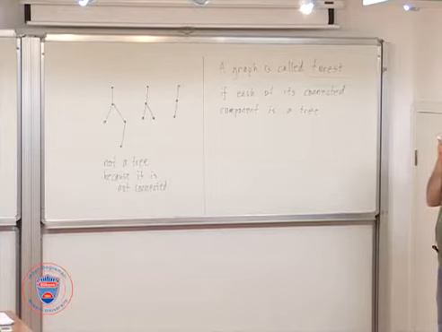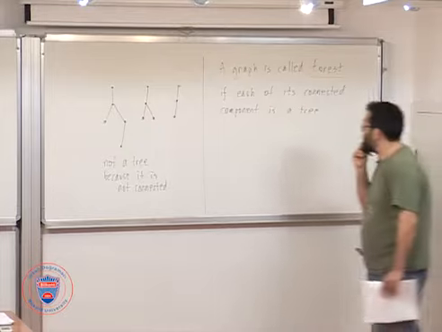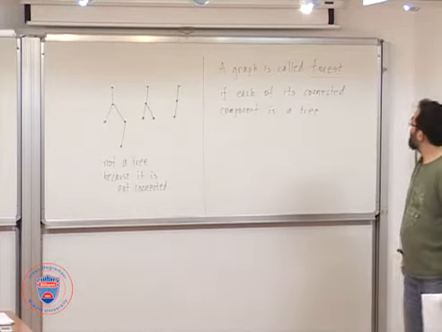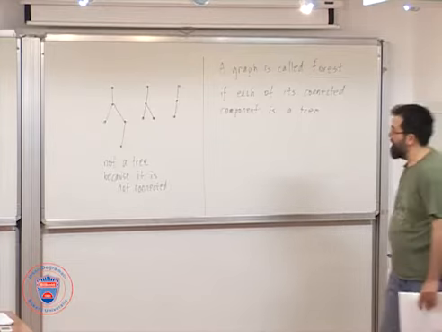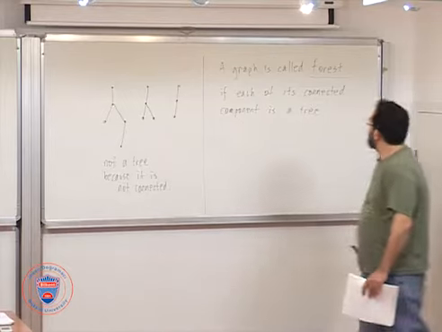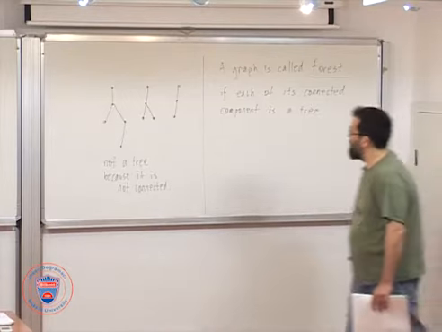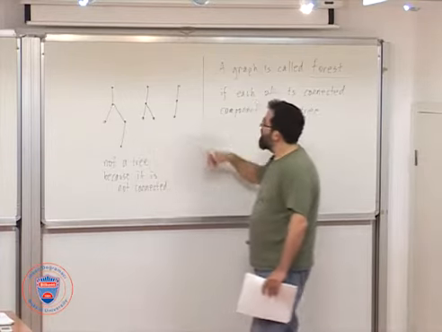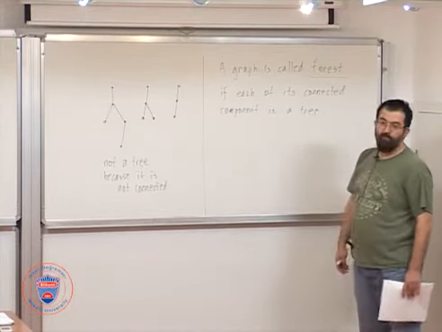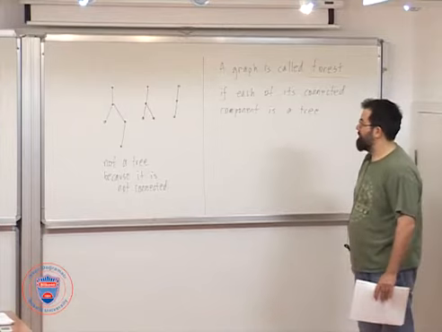So a forest is basically a bunch of trees, and associated with the forest you always have a number of trees in it, a number of components. And this number of components here, for example 3, will be related to the number of edges and the number of vertices. Okay.